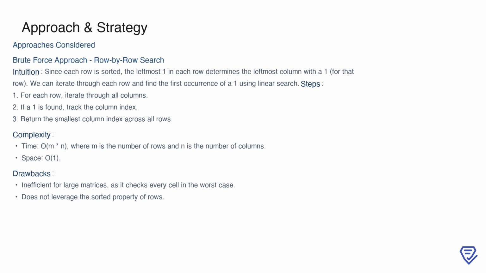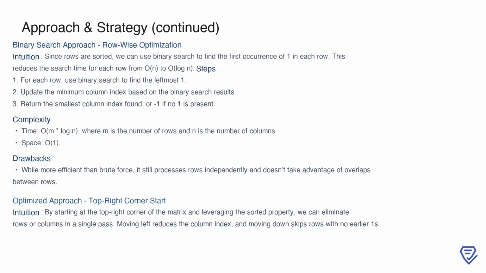While this method works, it's not efficient for larger matrices. The time complexity is O(m*n), where m is the number of rows and n is the number of columns, since we may need to examine every cell in the matrix in the worst case. Additionally, this approach ignores the sorted property of rows, which could help us save time. As a result, the brute force method, though easy to understand, is not ideal for this problem. A more efficient alternative is the binary search approach, which builds on the fact that rows are sorted.